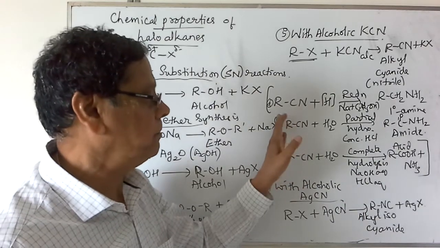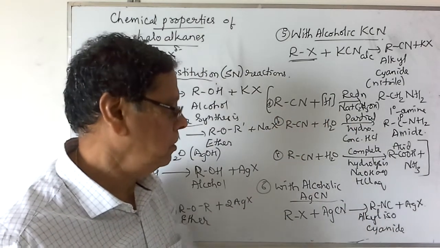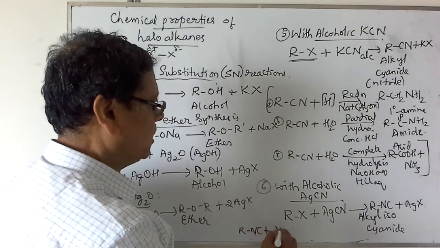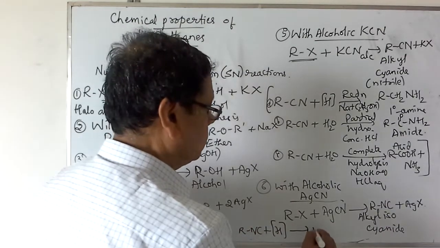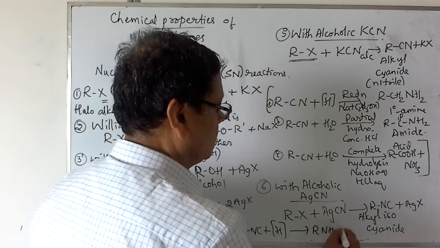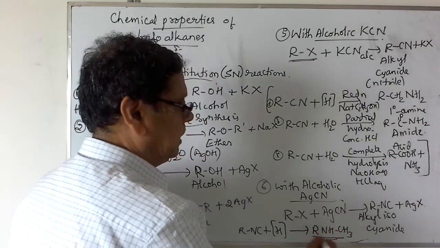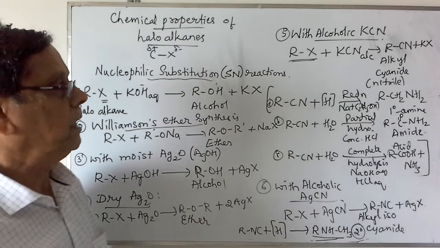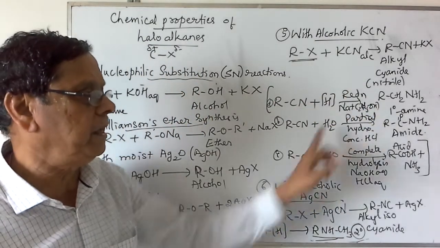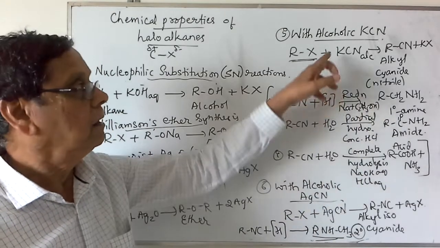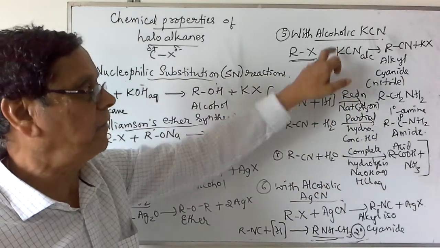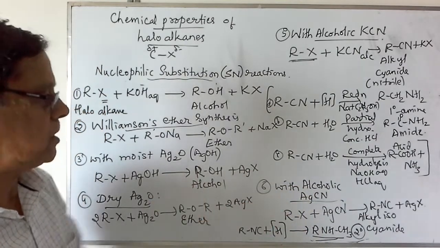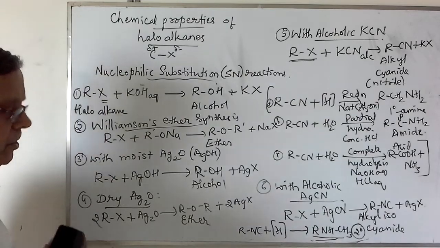For example, when it is subjected to reduction, it gives rise to RNC. When it is subjected to reduction, it will give rise to RNHCH3. This is a secondary amine. We don't get primary amine. So we can convert an alkyl halide to either a primary or secondary amine depending on the requirement by using different reagents. So these are some reactions. Now let us go for the other reactions.